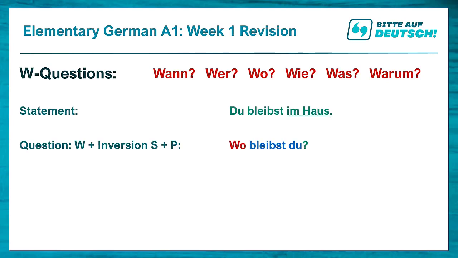So what we need to do in order to formulate one of these questions is, first of all, we need to look at the statement and analyze and identify which part of the sentence we actually want to inquire about. In this particular example, du bleibst im Haus, you stay in the house or you stay at home. There are 3 possibilities of what we might ask more information about.